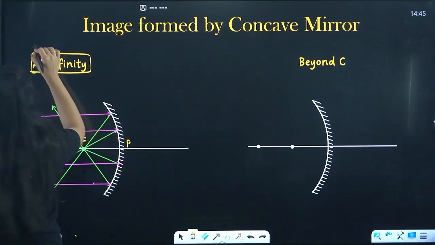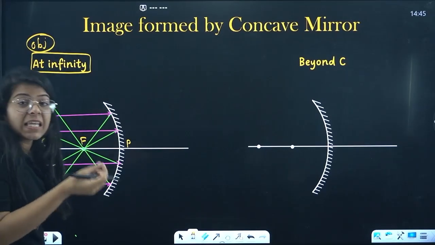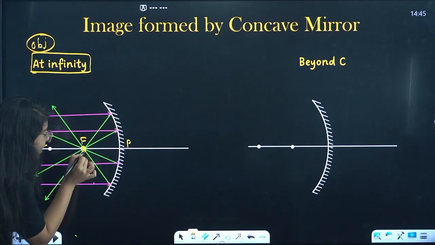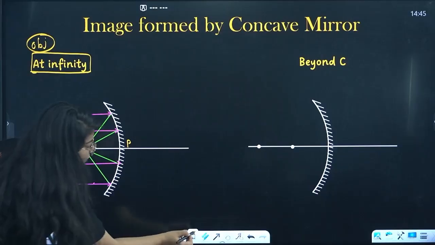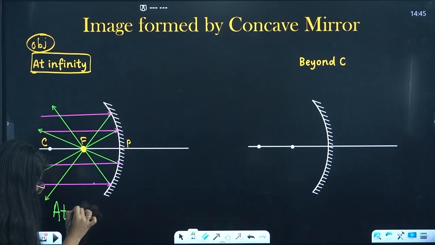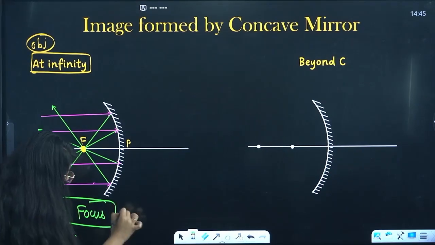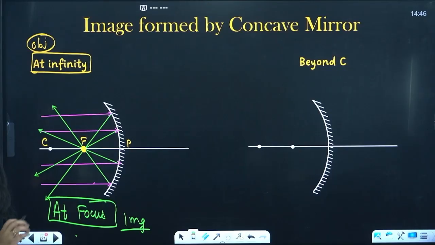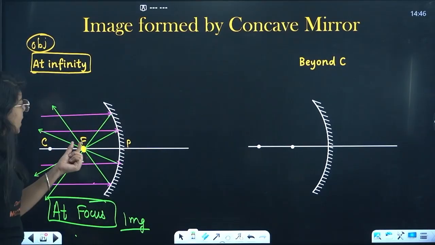The object, beta, this is the object, right? So the object is at infinity. Where is the image formed? The image is formed where all the rays are meeting, that is your focus. So beta, the image is formed at focus. This is your image distance or position of image. Done.